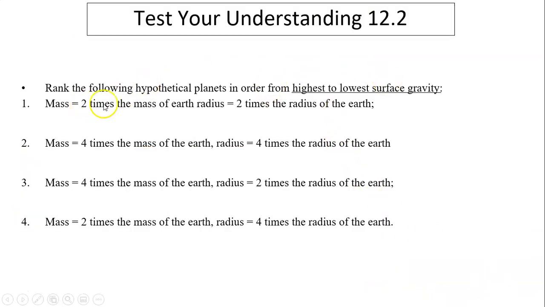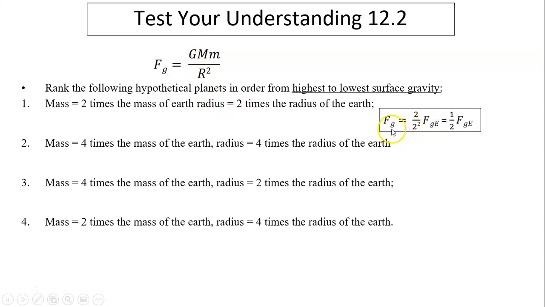Test your understanding. Rank the following hypothetical planets in order from highest to lowest surface gravity. So gravity is GM times little m over r squared. So what changes is big M, the planet mass, and the radius. The first one is 2, so it's 2 divided by 2 squared. 2 divided by 2 squared is 1/2. So Fg is 1/2 of that on Earth.